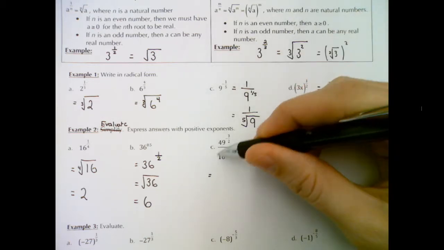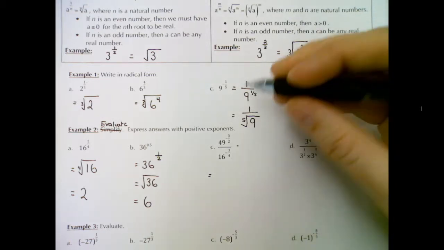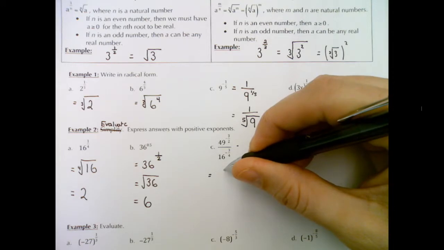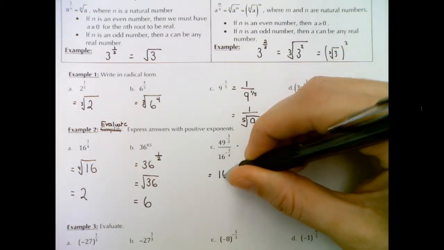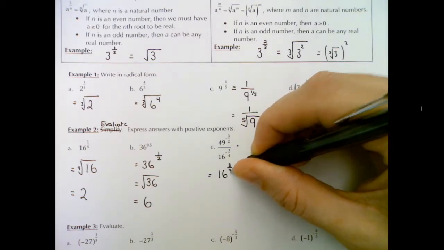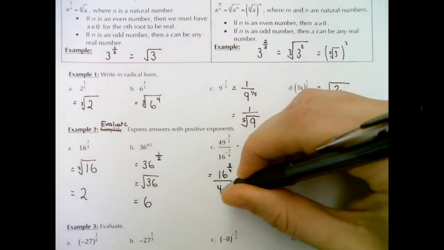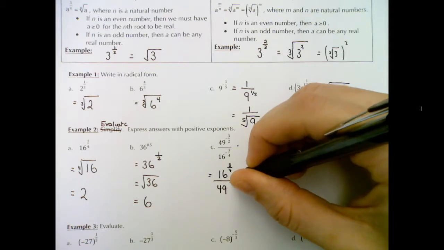But what if the negative exponent's already on the bottom of the fraction? Well, the answer's actually not that difficult. We flip it to the top and make it a positive. So this becomes 16 to the exponent 3 over 4 over 49 to the exponent 3 over 2.